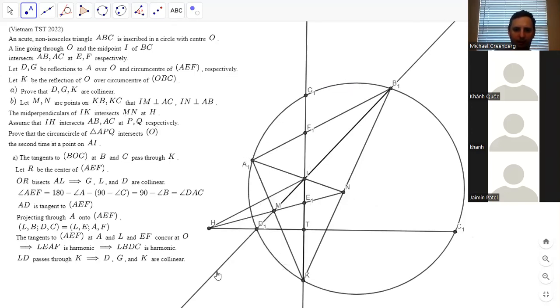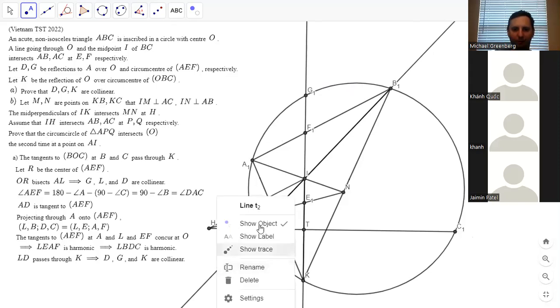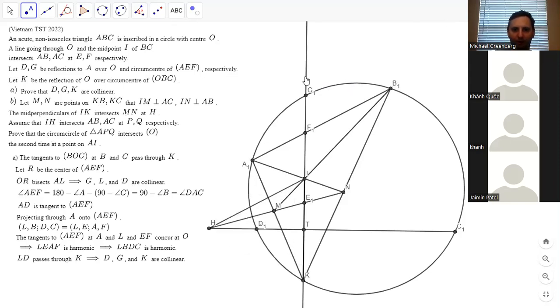Yeah, it's going to take a little while to write out, but this is a really cool solution. There's a lot of stuff in it. All right.